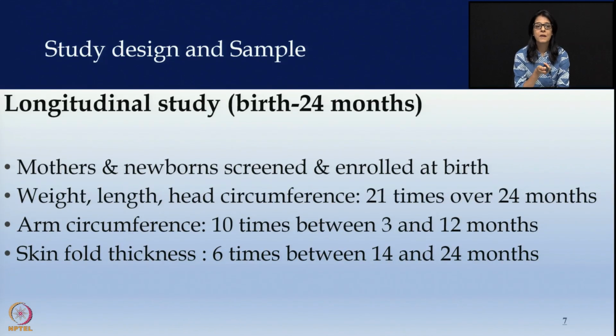with growth. And the study design, what they had done, was basically, as I said, birth to 24 months of age. It was a longitudinal study. Mothers and newborns were screened and enrolled at birth. Then weight, length and head circumference were taken 21 times over 24 months. Arm circumference was taken 10 times between 3 to 12 months of age, and skinfold thickness was taken 6 times between 14 to 24 months of age.